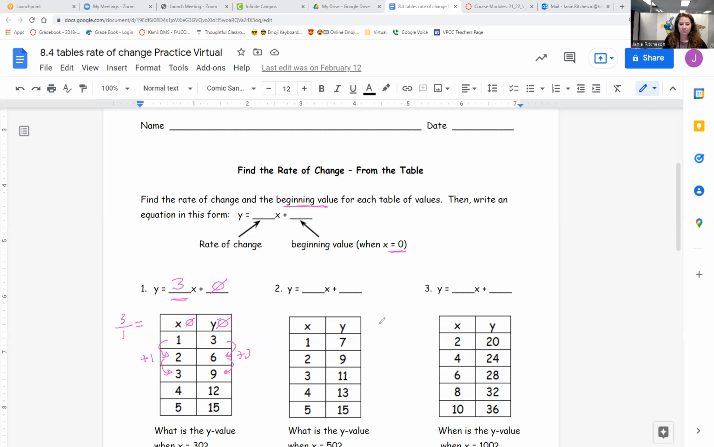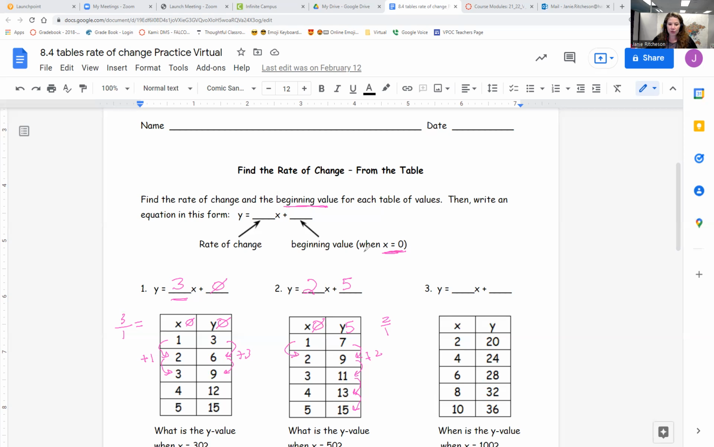Now on the second one, we're going to have a different beginning value or initial value. All right, so first let's deal with our slope. We're adding 2, add 2, add 2 over plus 1. So 2 over 1, 2 divided by 1 is 2. Now we're going to think, what if x is 0? What is the value of y? Well, based on our pattern, if we go back 2, this is going to be 5. So our initial value is 5 because 5 is the y value when x equals 0.